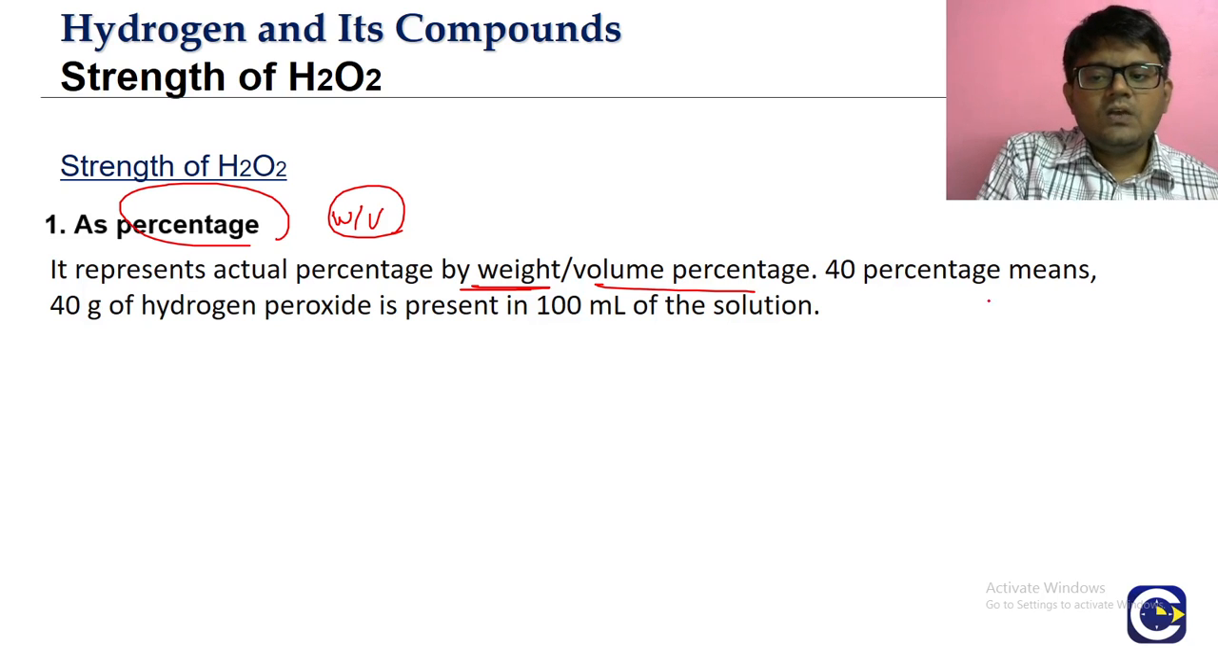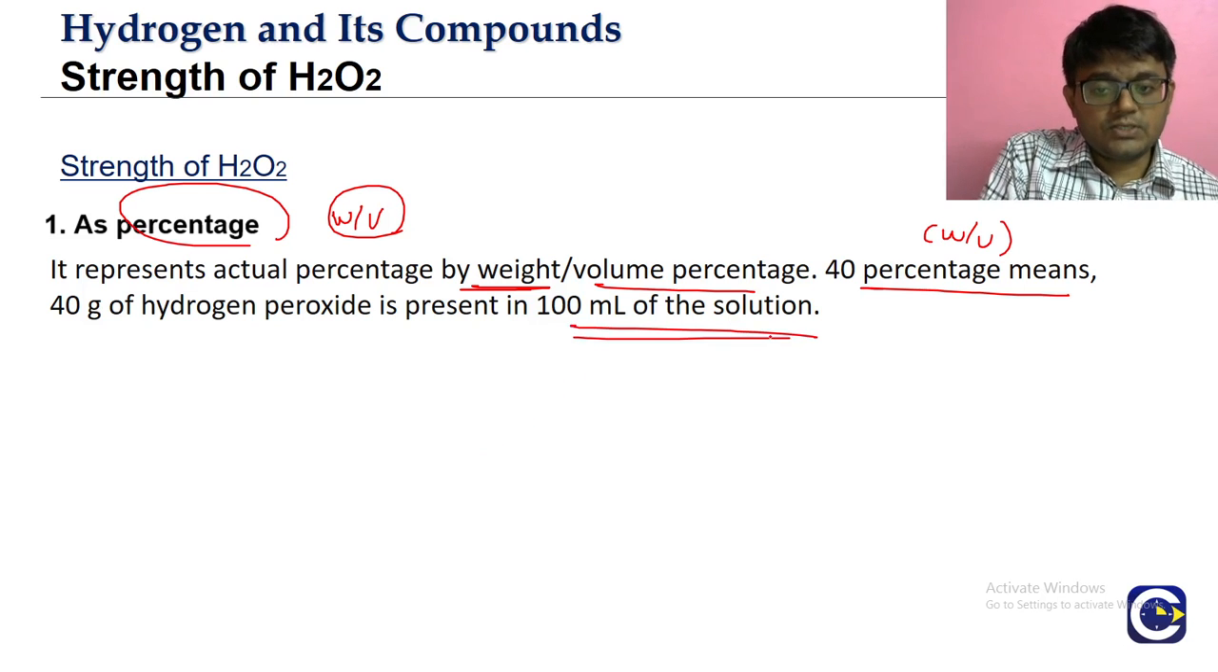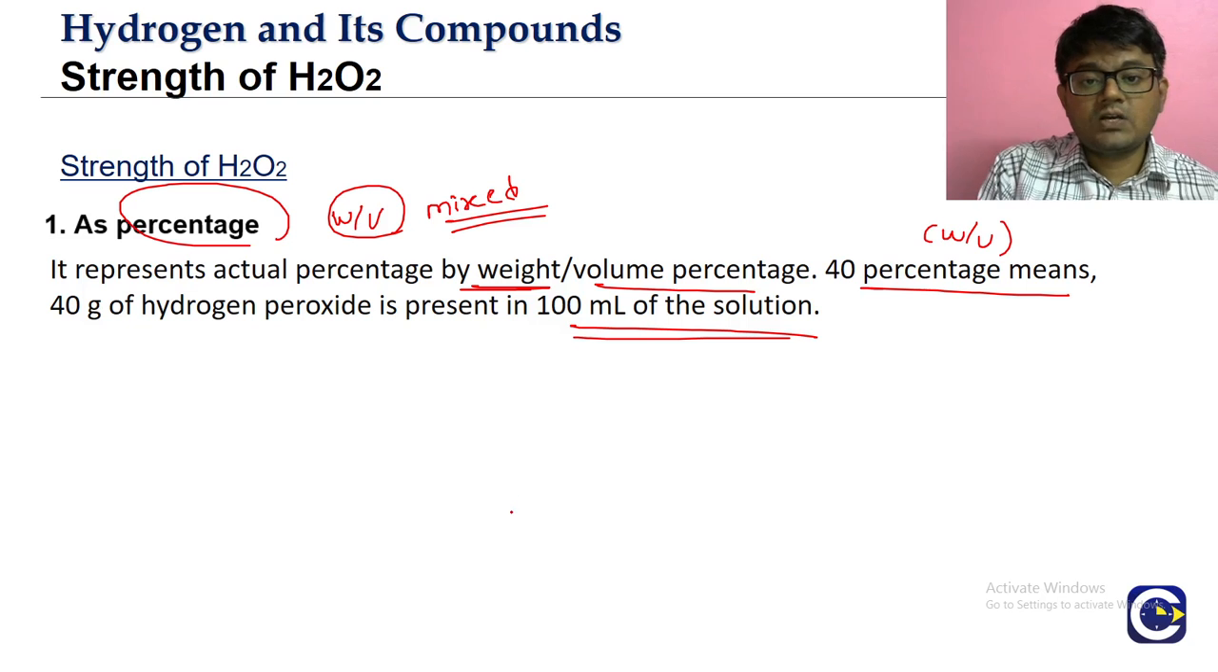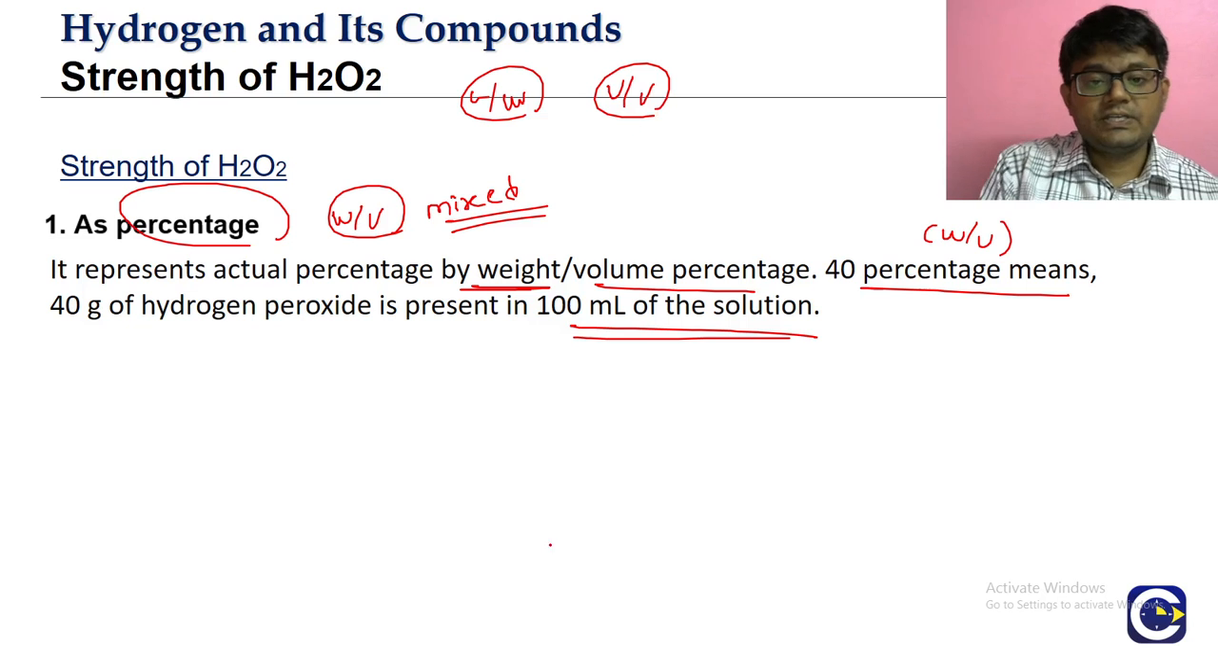So if you say 40% weight by volume, what does it mean? If you take 100 ml of that solution, because percentage means out of 100, this is a mixed concentration term. Remember, in the basic concepts of chemistry chapter, we generally have weight by weight percentage or volume by volume percentage. Weight by volume is a mixed concentration term.